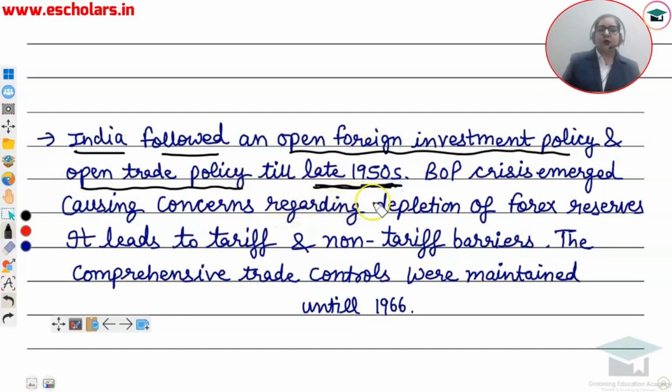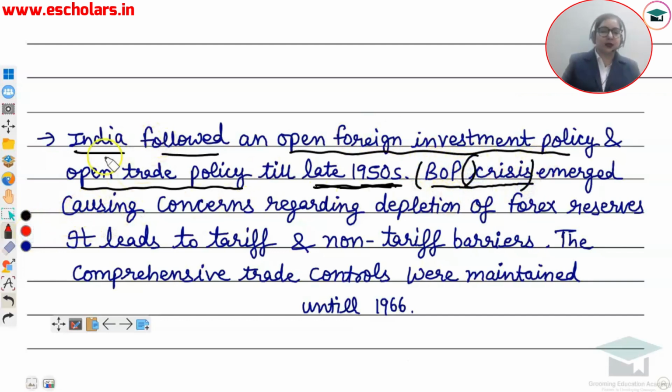Because of no tariff and non-tariff barriers in the economy, the BOP was facing a crisis. There was an increase in the imports of goods and services in the economy and a decrease in the exports of goods and services in the economy. So our BOP was in a crisis situation. Because of no barriers over the imports of goods and services, the Indian people were importing goods and services to a large extent, which led to an increase in imports of India and a decrease in exports of India, which led to crisis in BOP.